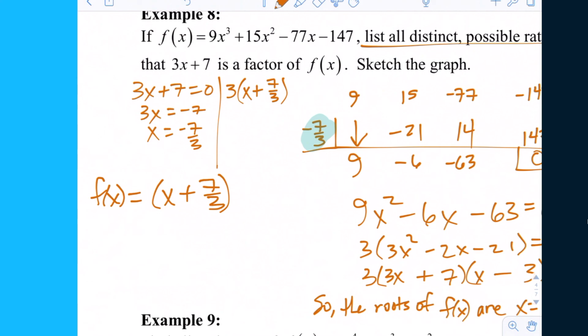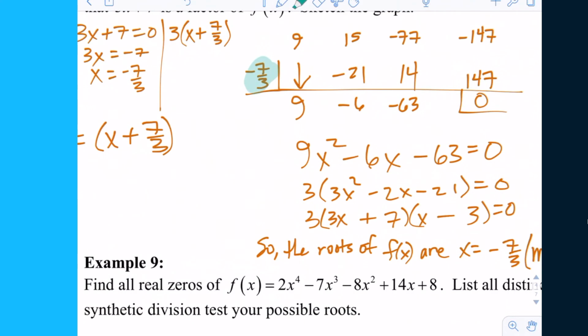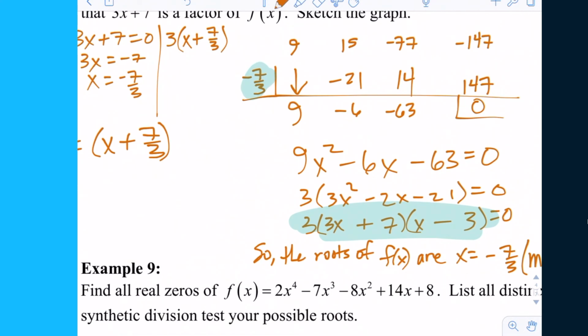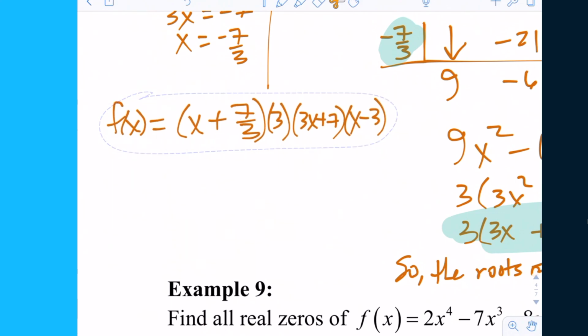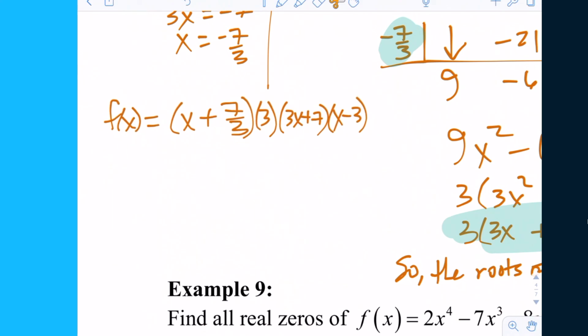And the 3 that I factored out over here to get that root, it's still contained inside this over here. So now when I come down here to the bottom and I have that factorization, that would be the other factor that I multiply over there. So now it's going to be times 3 times 3x plus 7 times x minus 3. Now, of course, that is not a pretty version of it at all. So let's do a couple things here. You could do one of 2 things.